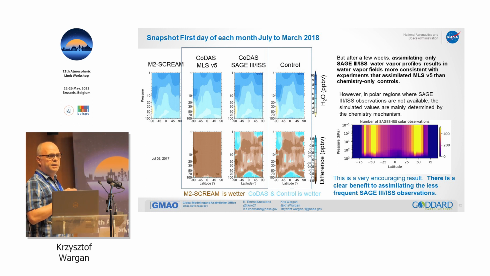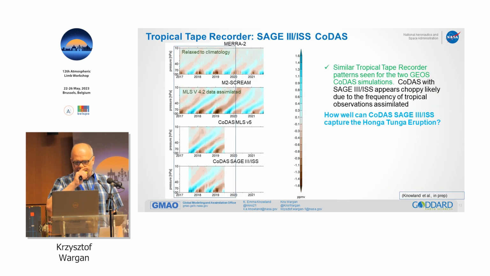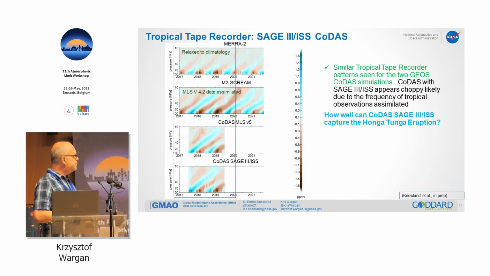We can assimilate SAGE, which was a big surprise to me, and it actually does have an impact on the fields. Now, this is my favorite example, really. This is the tropical water vapor tape recorder from MERRA-2, which basically has a climatological tape recorder. So it's the same thing repeats every year, more or less, starting in the middle stratosphere. Then you have SCREAM. The tape recorder kind of changes from here. There is interannual variability because of the assimilation of MLS observations.